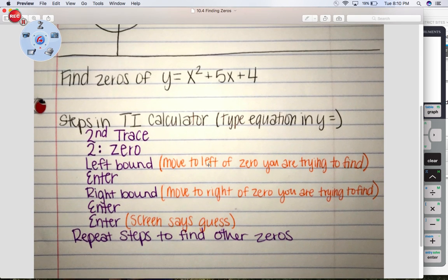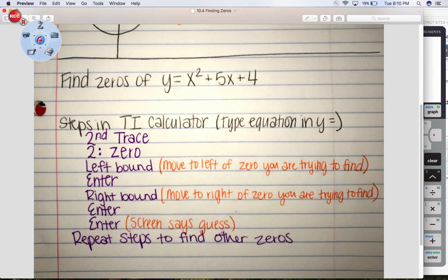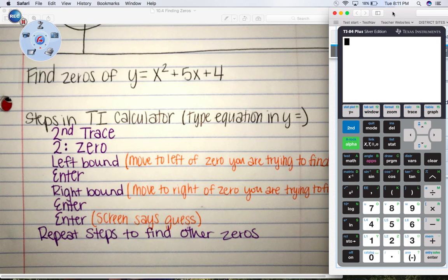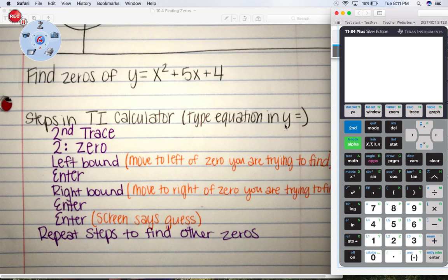So finding zeros, and I'm going to find them for that equation right there, y equals x squared plus 5x plus 4. These are the steps listed in the TI calculator. You can go ahead and pause the video if you need to write all of those down. I personally think it's better to write all of the steps down and then try them out. So go ahead and try it out, or pause it if you need to, and I'm going to go ahead and do it. I'm going to hit the y equals button, which is right here, and type in this equation just like we always do: x squared plus 5x plus 4.